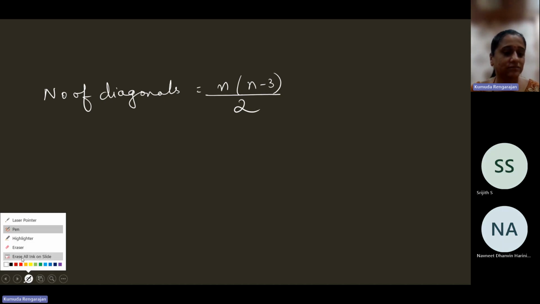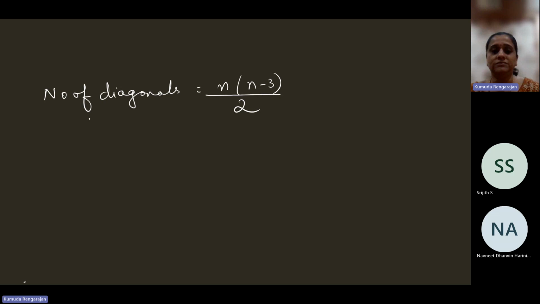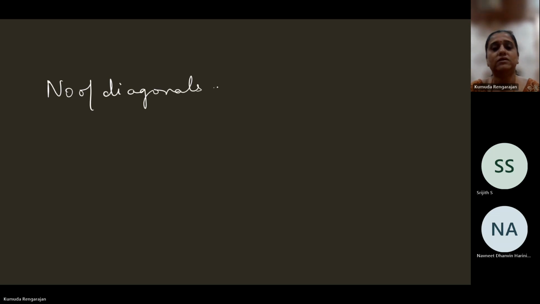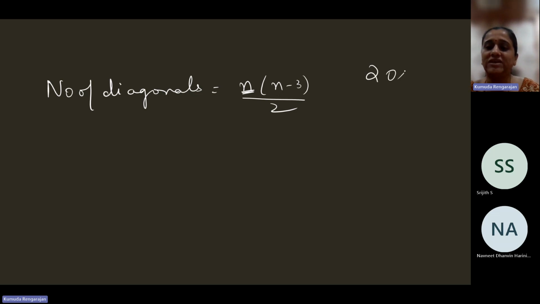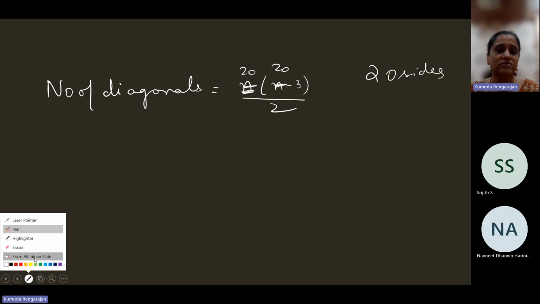Yeah, thank you, children. I'm back. So the formula to find the number of diagonals in a polygon is given by n into n minus 3 by 2, where n stands for the number of sides the polygon has. So if it is a polygon with 20 sides, then n is 20. You'll have to work that, simplify that and get the answer.